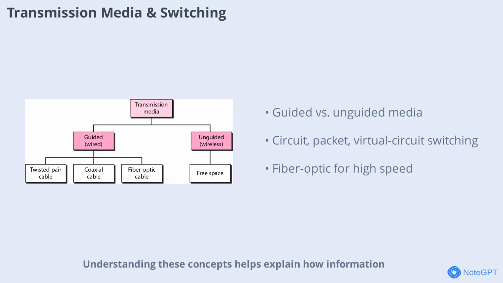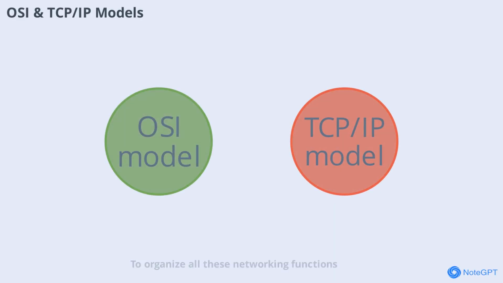Understanding these concepts helps explain how information gets from point A to point B, whether you're sending an email across the office or streaming a video from another continent. To organize all these networking functions, engineers use models like OSI and TCP/IP.